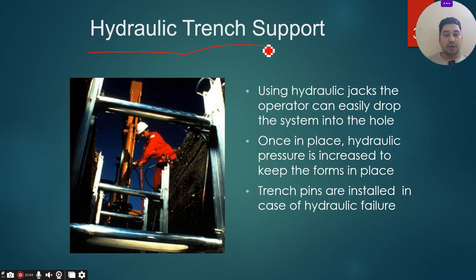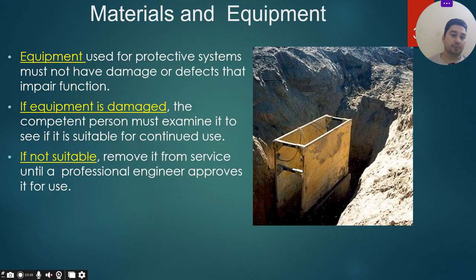Another one, we have the hydraulic trench support. You can see here by the hydraulic system, it is being put down. Okay, using hydraulic jacks, the operator can easily drop the system down into the hole. Then once it is placed inside the hole, hydraulic pressure can be increased and it will be fixed over there. Trench pins are installed in case of hydraulic failure. So hydraulic trench support also is one of the best systems available in the market. So that also you can use.